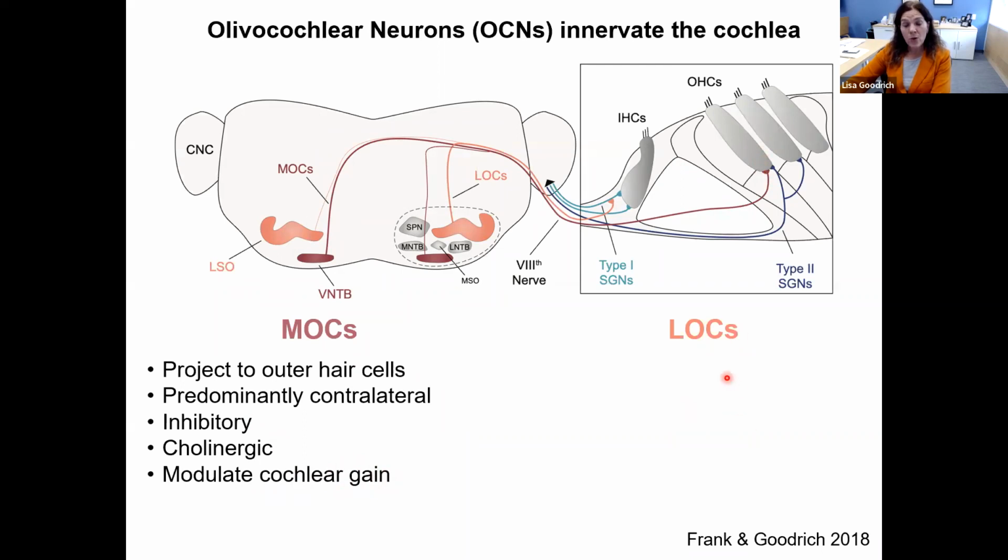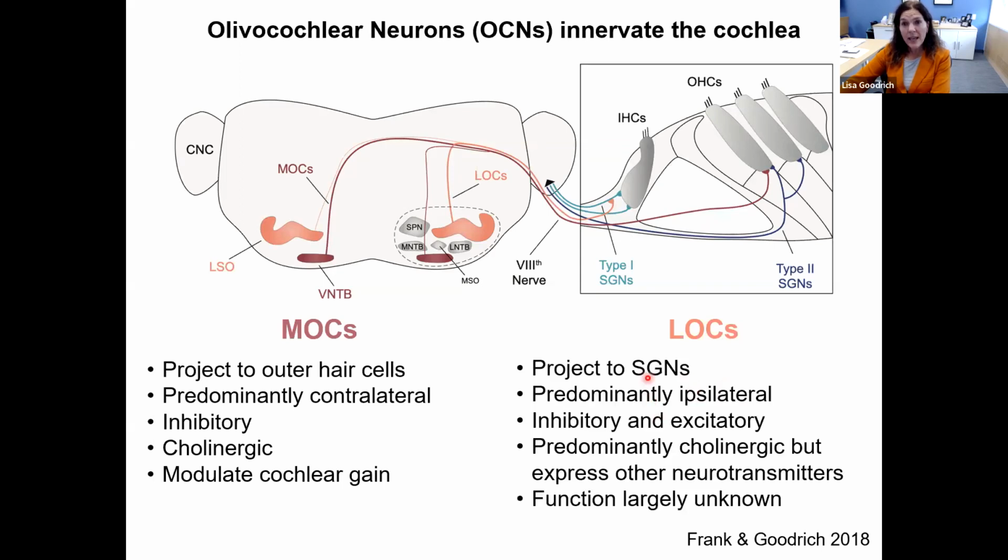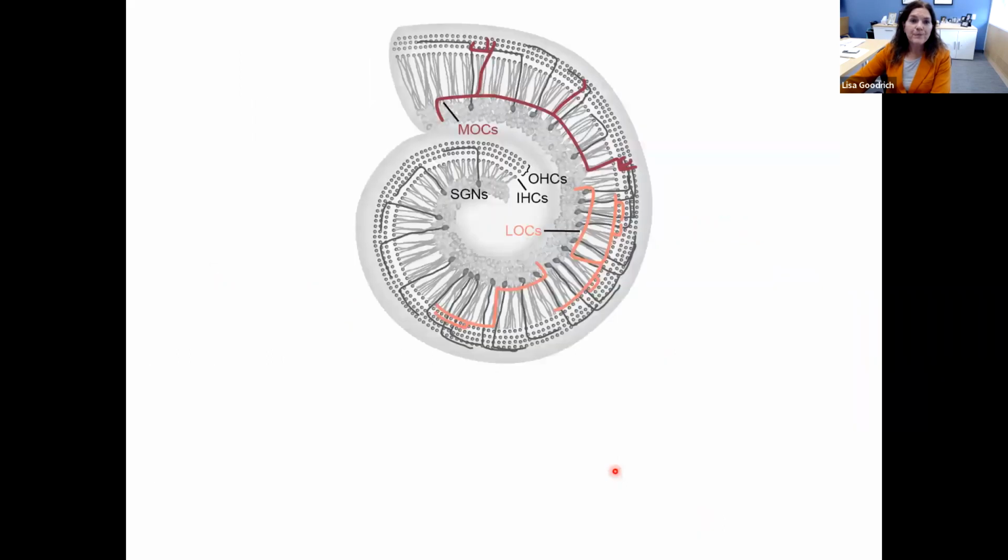The lateral olivocochlear neurons, the LOCs, are a little bit more mysterious. They project their terminals, they end pretty much close to the ends of the SGNs. So they project onto the SGNs. They are predominantly ipsilateral. However, there's a lot of evidence that they can be both inhibitory and excitatory. And while they're predominantly cholinergic, many other neurotransmitters have been reported to be expressed by them. And in general, their function is largely unknown, though there have been a lot of ideas put forward.